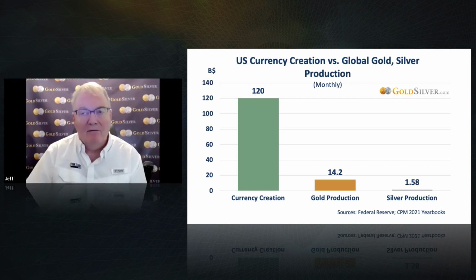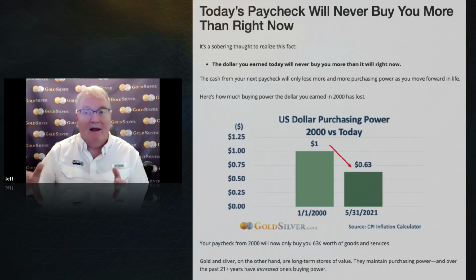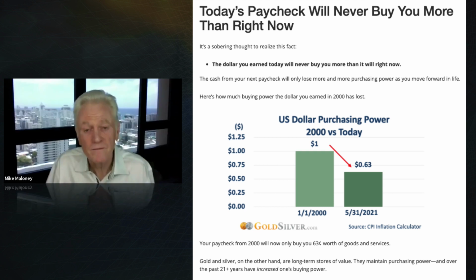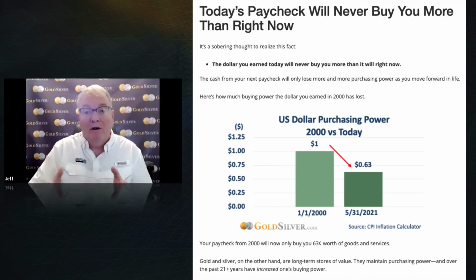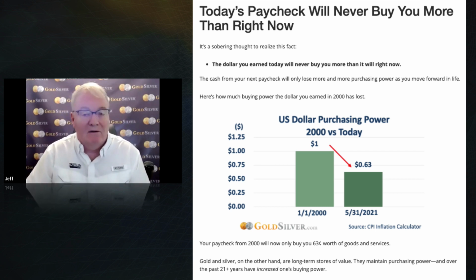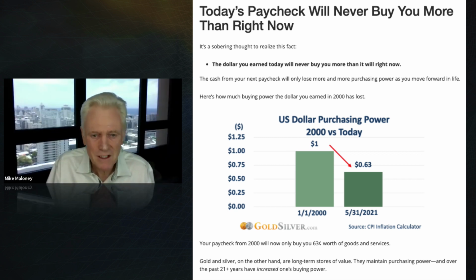120 billion. And Mike, when I was writing this article, I got paid from Gold Silver while I was writing it, and I realized that paycheck is never going to buy me anything more than it will right now. Those dollars that I got paid are only going to lose purchasing power. It's a slow leak in the boat. Yeah. And yet gold and silver, as history shows, not only maintain, but can increase your purchasing power. So I bought more gold myself. So yeah. Okay. So what's next?